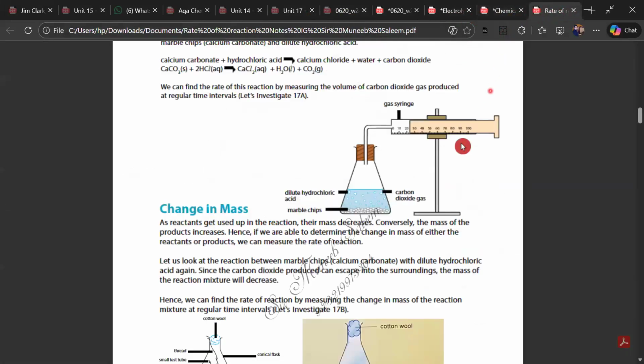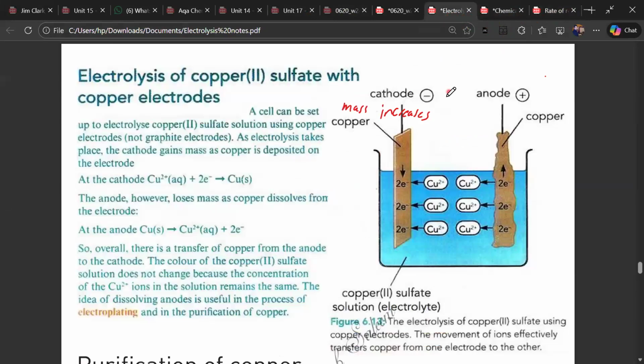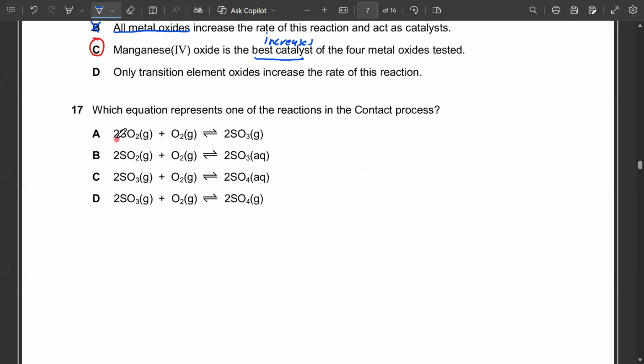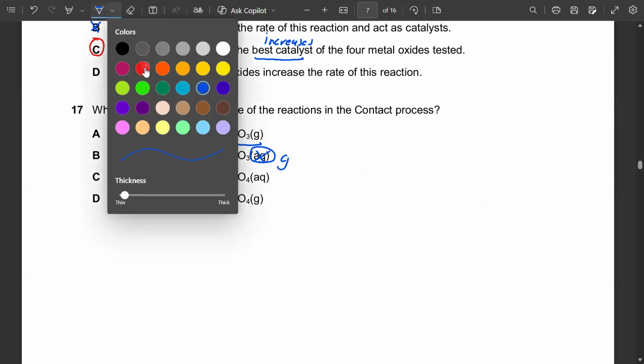We have the sulfur dioxide reacting with the oxygen gas. So both should be in gaseous form, sulfur dioxide and oxygen, to make the sulfur trioxide. All the other options are incorrect. There is no SO3 in the reactant. And in option B, SO3 is produced but in the aqueous form. That is also incorrect. It should be in gas state. So A is the correct option.